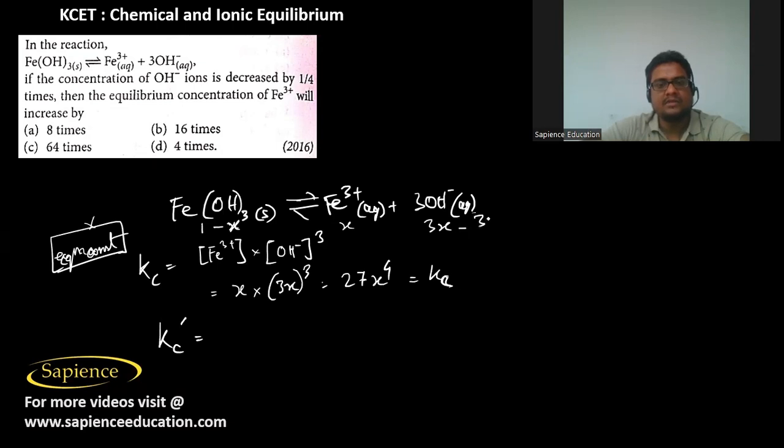So it is decreased by 1 by 4 times. So minus 3x by 4. So it is 3 fours are 12. So 9x by 4. Then the concentration of Fe3+ at equilibrium will increase. It is decreased by 1 by 4 times. So minus 3x by 4.